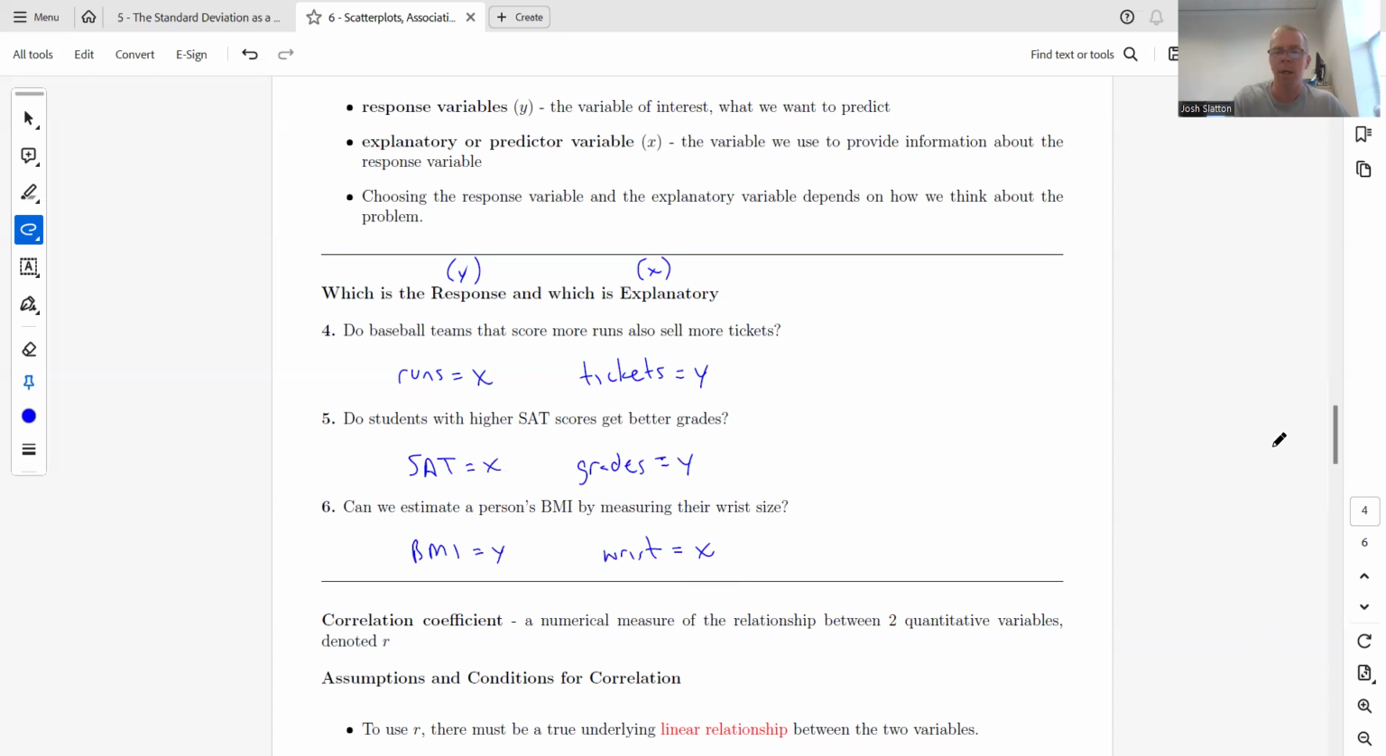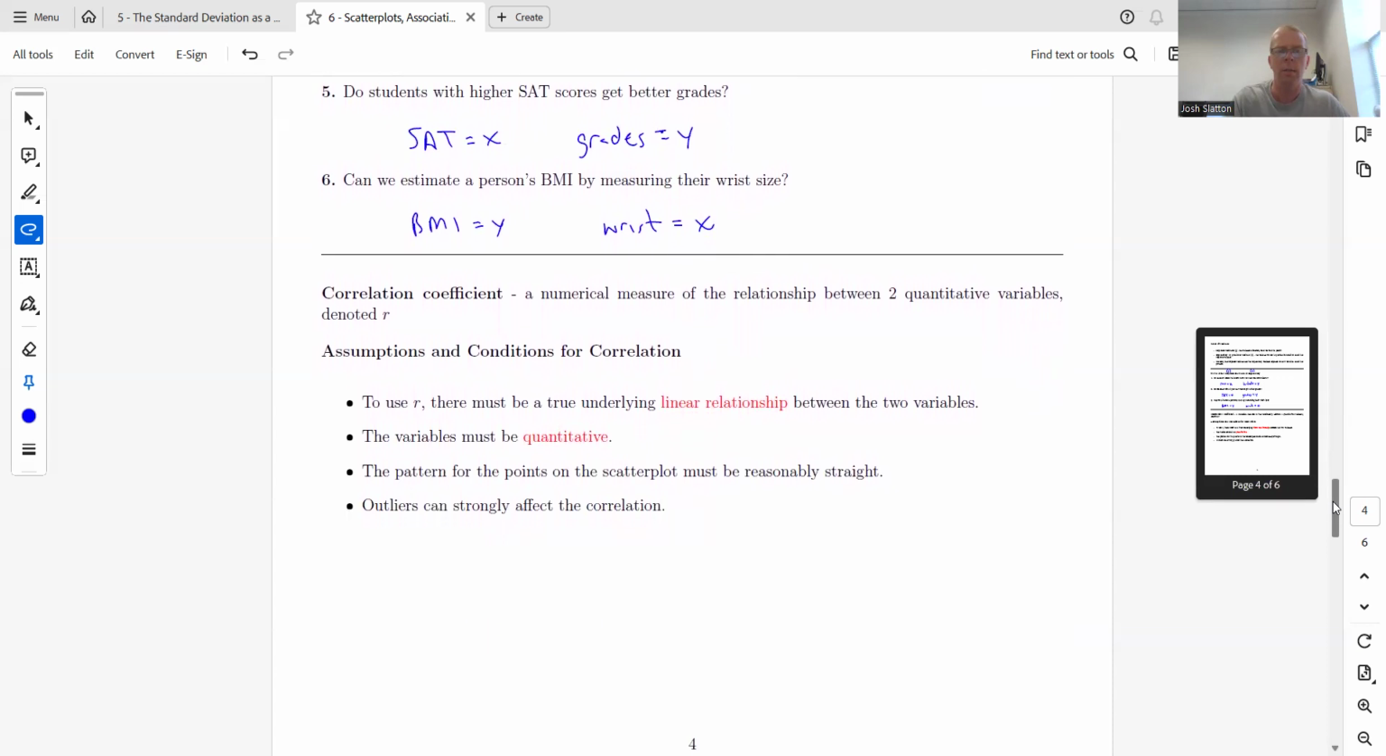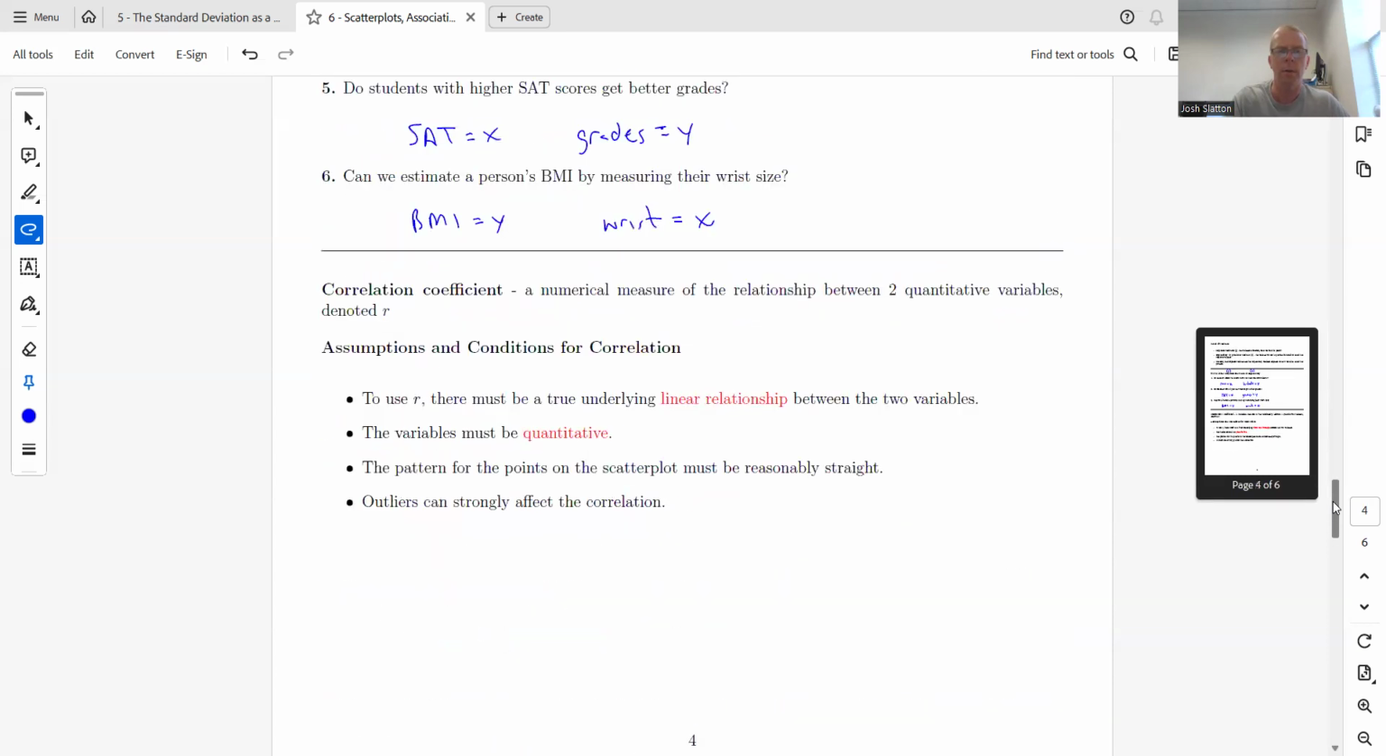Okay. All right. So, correlation coefficient. So this is a numerical measure. It's a way to exactly measure the relationship between two variables. So before we've kind of said this looks strong, this looks kind of moderately strong, this looks a little bit weaker. With a correlation coefficient, you can quantify that measurement of the relationship.